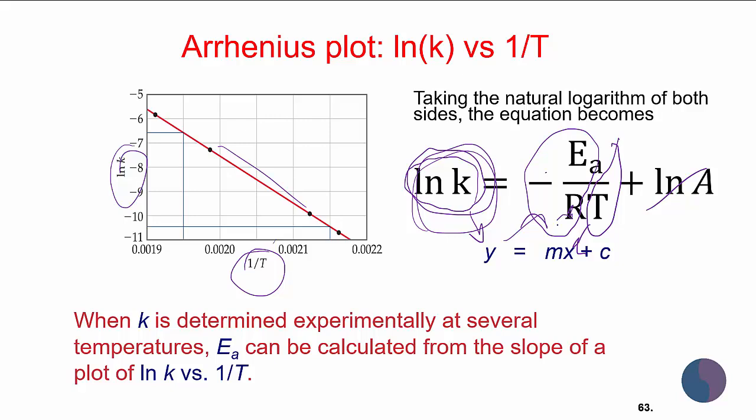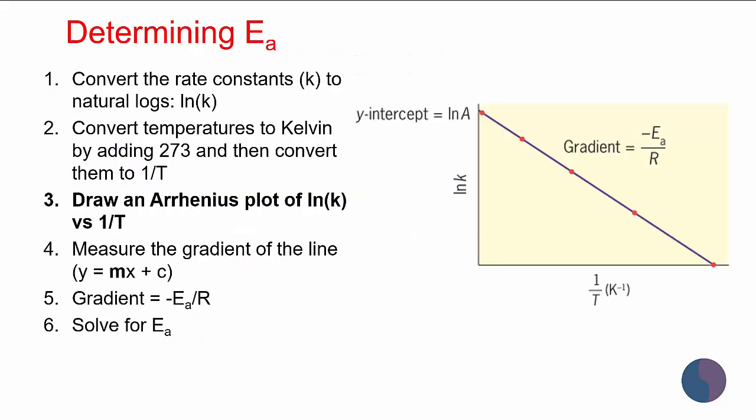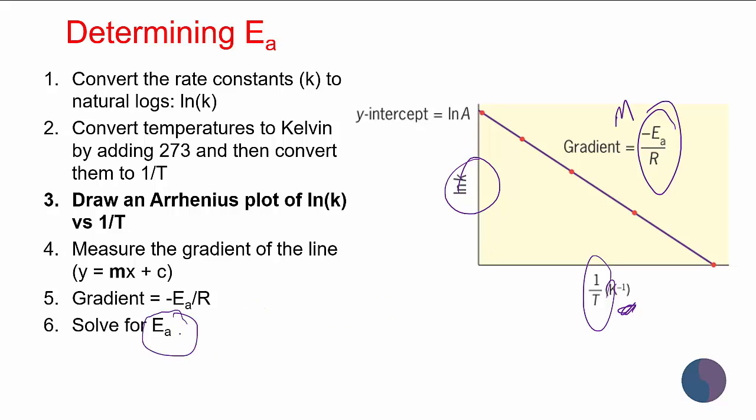Quite painful. And so there it is again. You can see the gradient is this. You've changed all the values to this, and it must be Kelvin, of course. So convert all the rate constants to natural logs in your table, all the temperatures to Kelvin, and take one divided by that. Draw up the graph, find the gradient, m equals this, and therefore you'll be able to solve what Ea is.